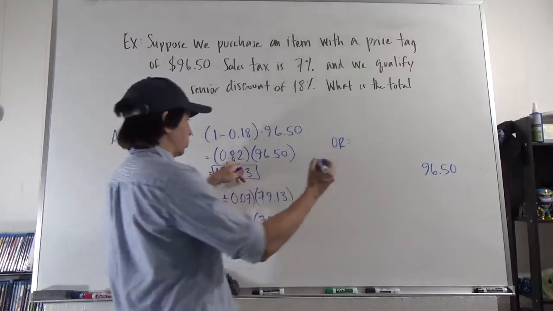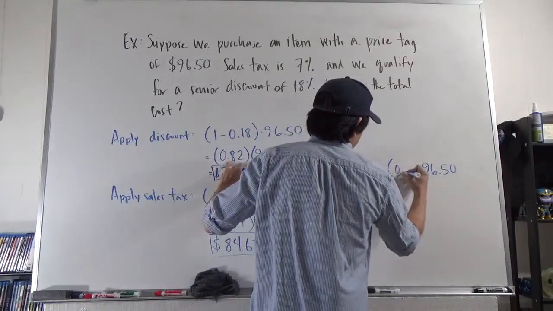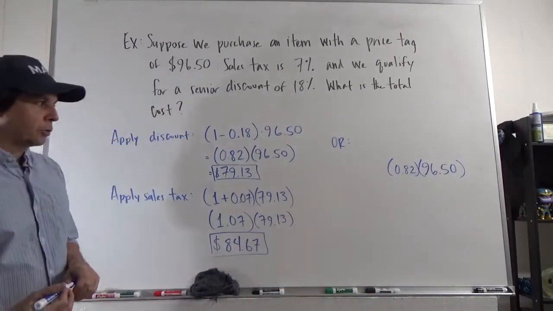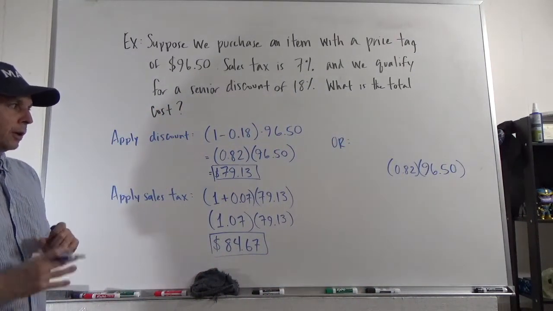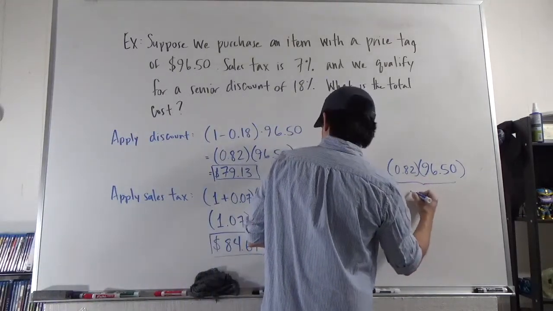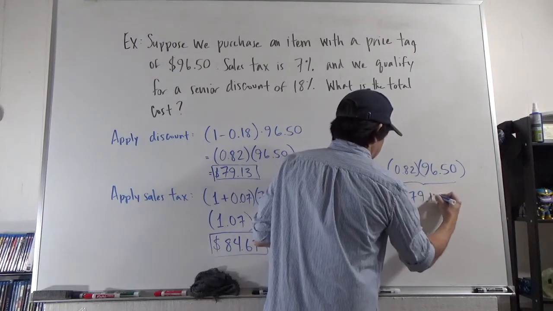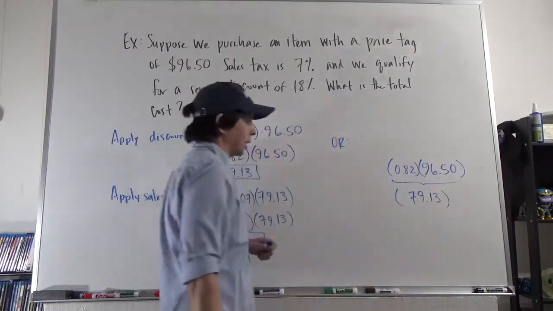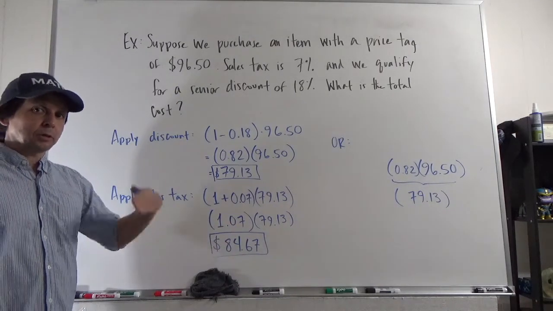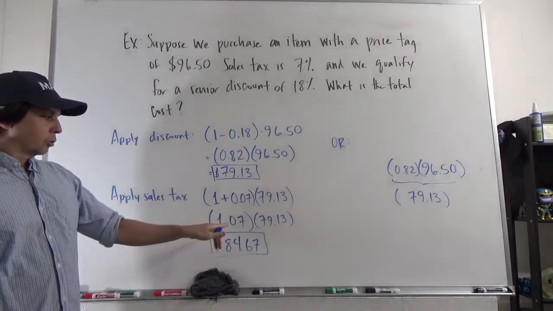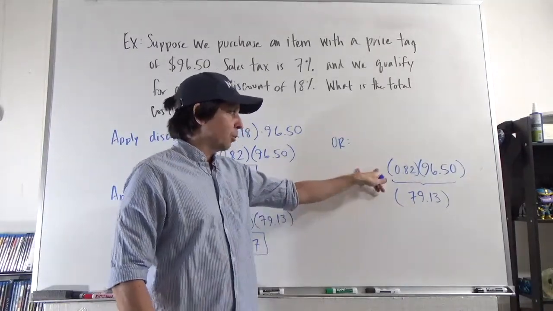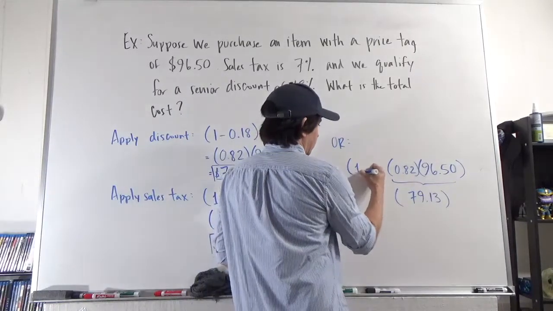And applying the discount meant we were multiplying by 0.82. Okay, and then we got that result, which was 79.13, and then to that, we applied a sales tax factor of 1.07 to calculate the total, including sales tax. So then we multiplied this result by 1.07. But if I had chosen to just tack that 1.07 right up here, it's the same thing.